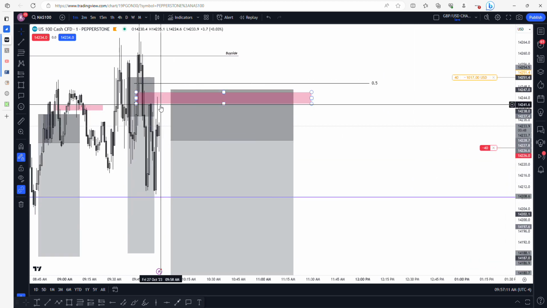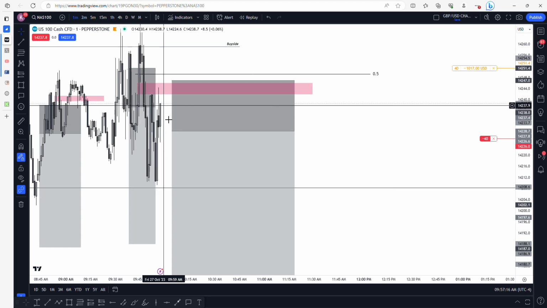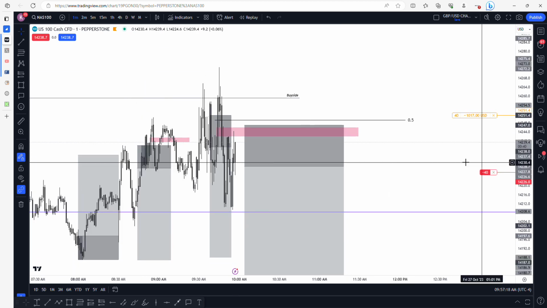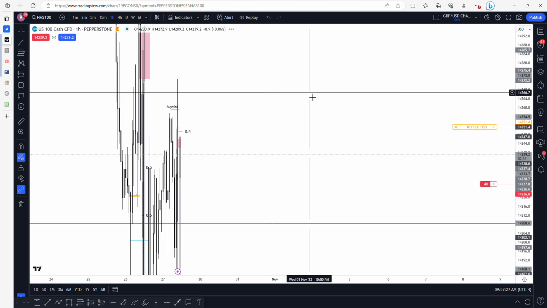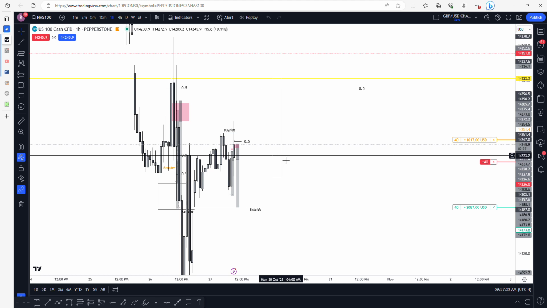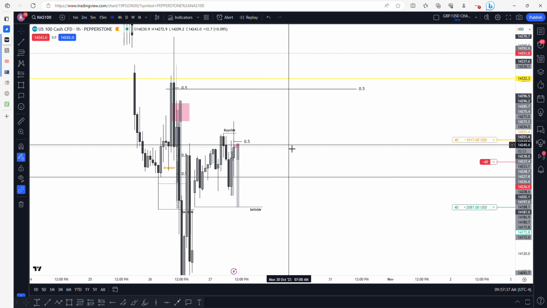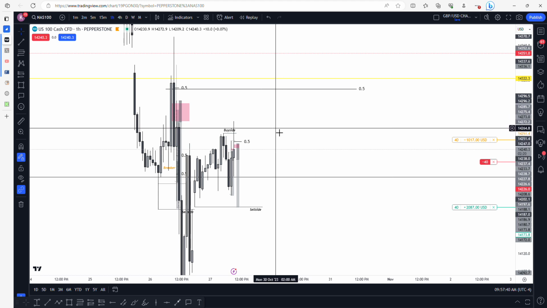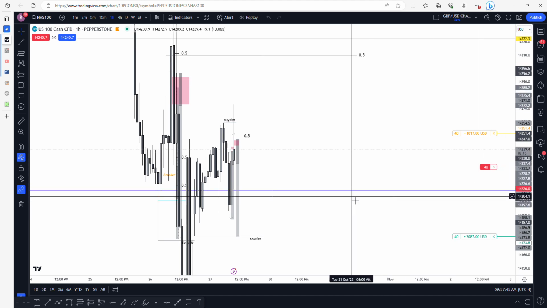See what I mean, man? It's making these beautiful candles that suggest we're going lower, and then it just does some shit like this. I just need price to stay around this area right now we're in.